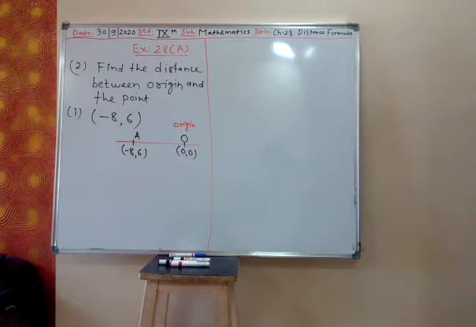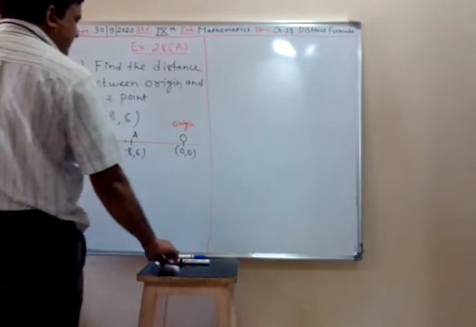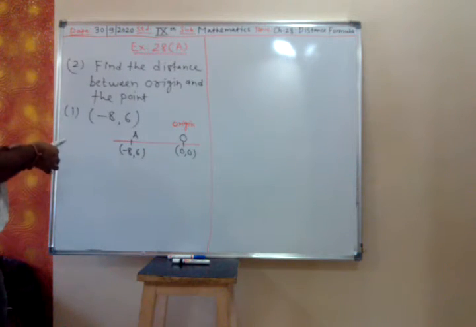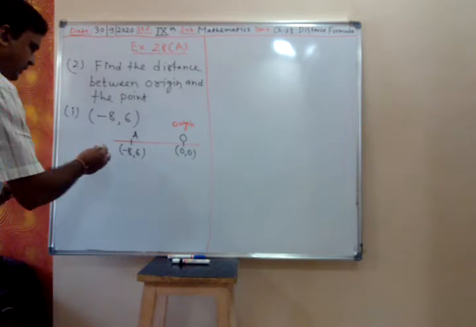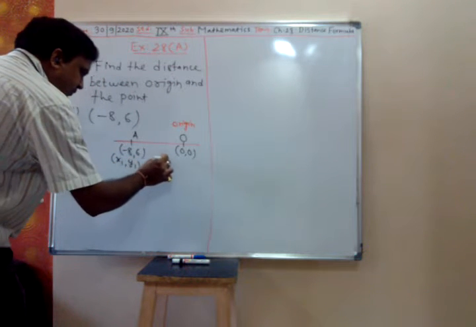Only one I will do. Origin means both the coordinates will be 0, 0. So this is my x1, y1, and this is my x2, y2.